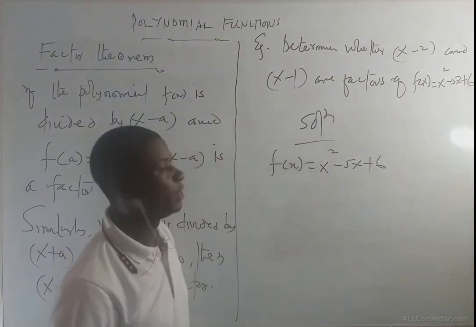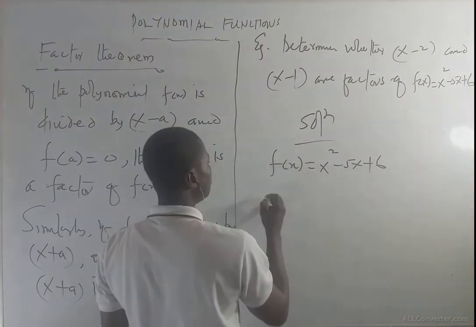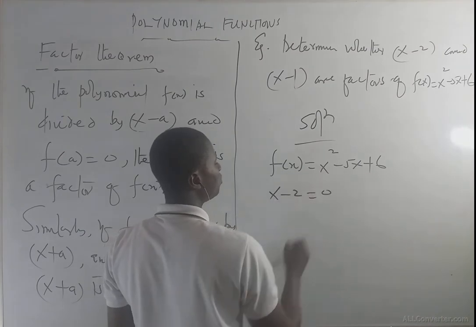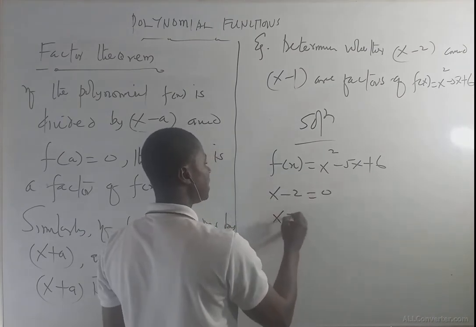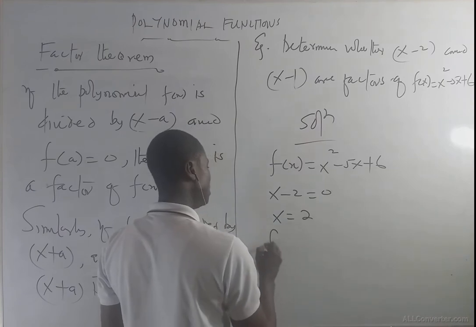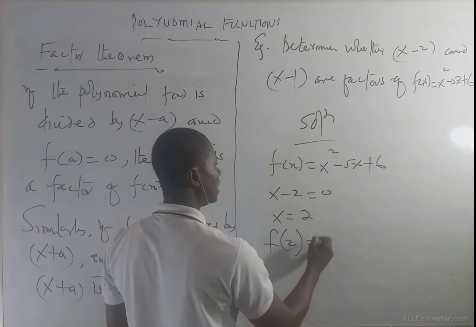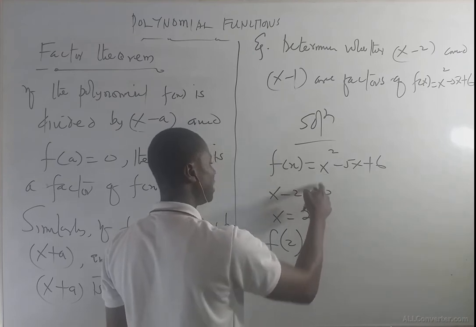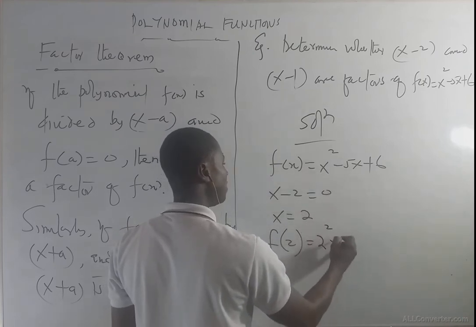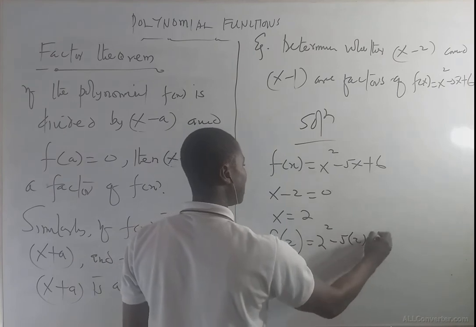Now, to determine this, the first one we are given is x minus 2. So we equate it to 0. We make x the subject, and the answer is 2. Then we take 2 back wherever we see x. So we say f of 2. Wherever we see x, we substitute that by 2. So we have 2 squared minus 5 times 2 plus 6.